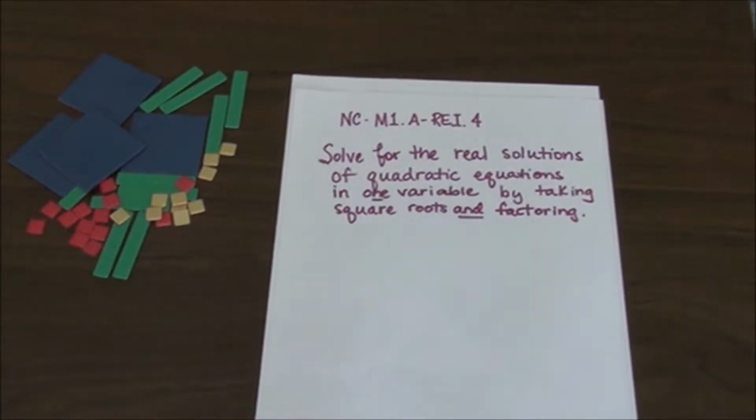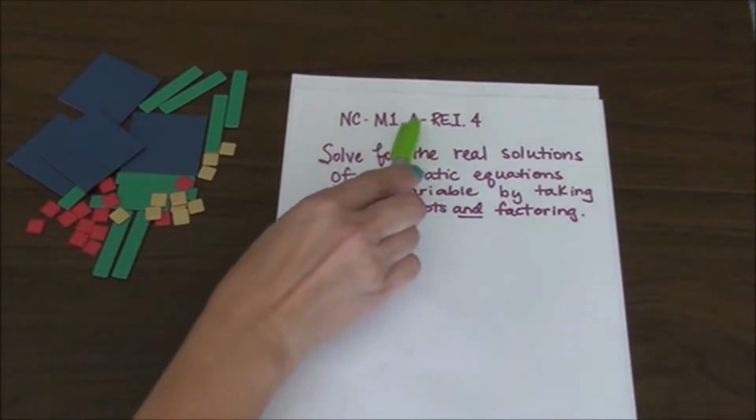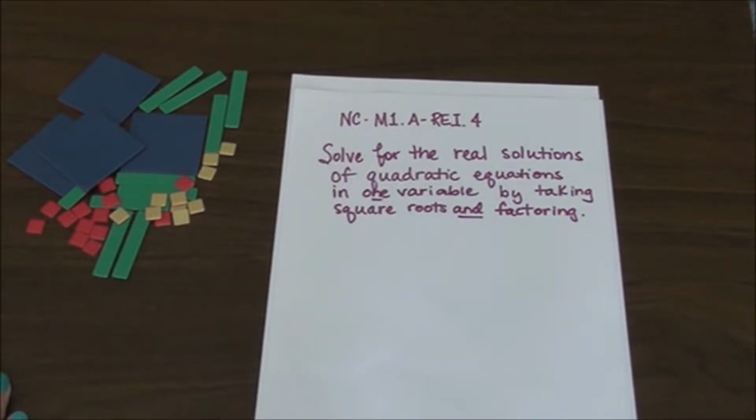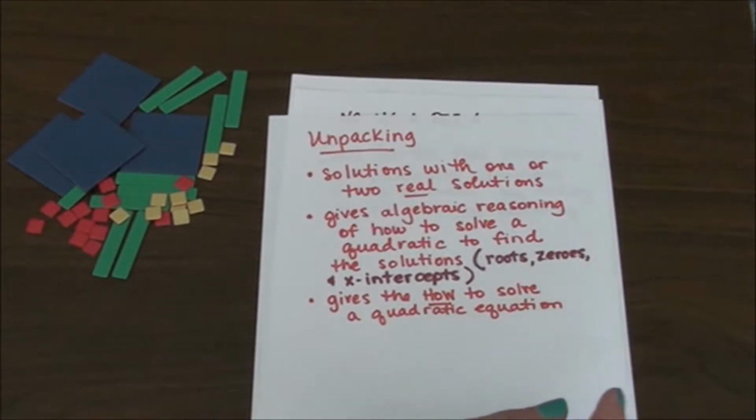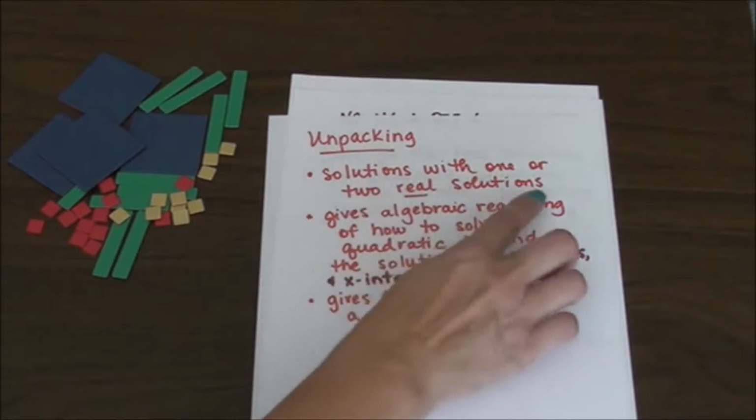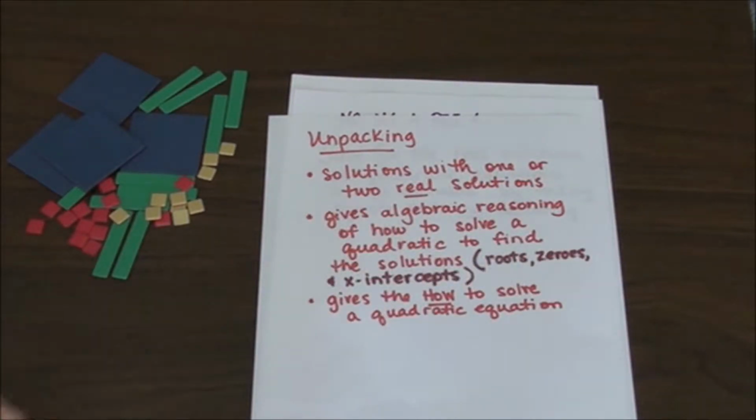This video addresses NC Math 1A REI 4, which is solve for the real solutions of quadratic equations in one variable by taking square roots and factoring. Today we are going to factor a quadratic equation to find the solutions. In the unpacking document, the students should focus on solutions with one or two real solutions.